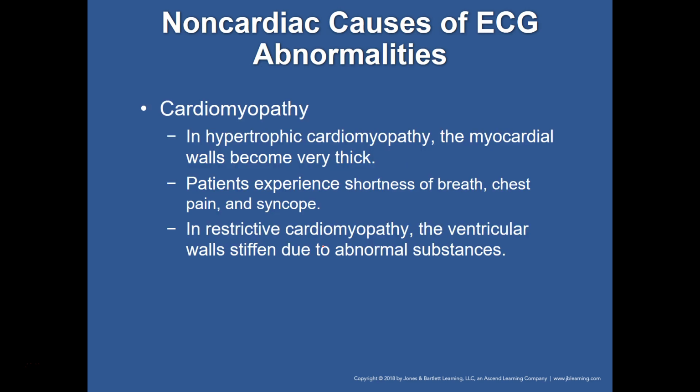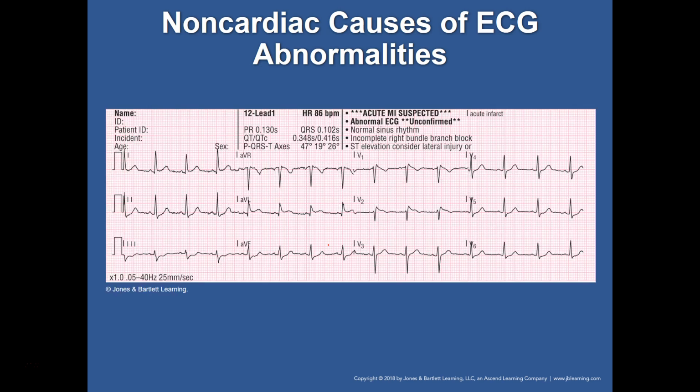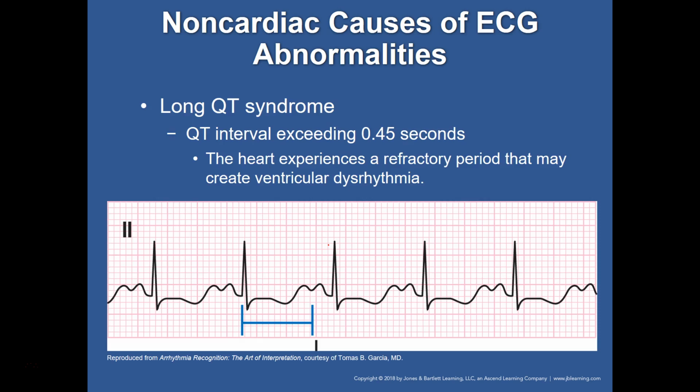Now, you really see restrictive cardiomyopathy right here. The ventricular walls stiffen due to abnormal substances. These are people who are going to be sick. If they start getting sick because of this, you can expect that they are going to be sick. We're not going to go much into this. Brugada syndrome is a disorder involving sodium channels in the heart. It shows incomplete right bundle branch block, with ST segment elevation that returns to the baseline. You might be able to see this in V1, V2, and V3.